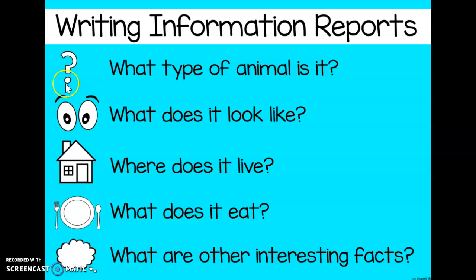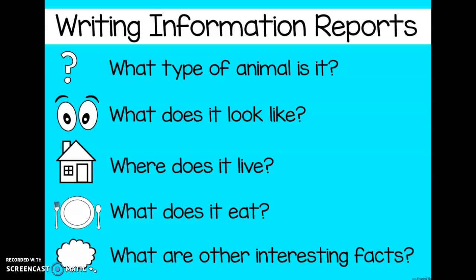So we've already looked at the question mark. We know that's for what type of animal it is. We've looked at the symbol of the eyes for what does it look like. And today we're going to look at three new symbols. So the first symbol is a picture of a house. And this means that we have to include where does it live? So where the animal lives.